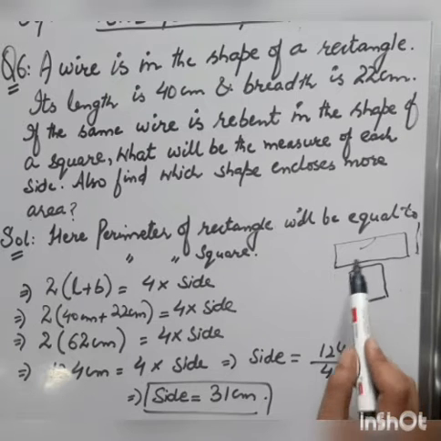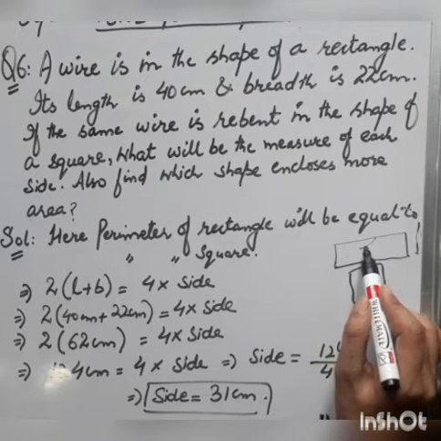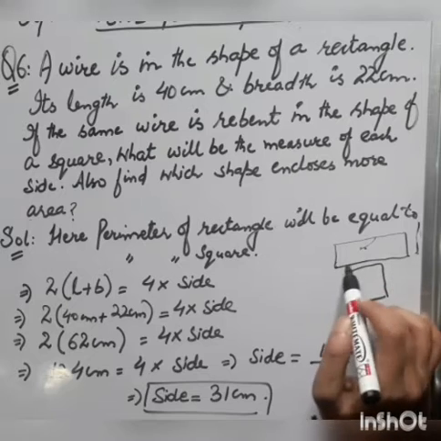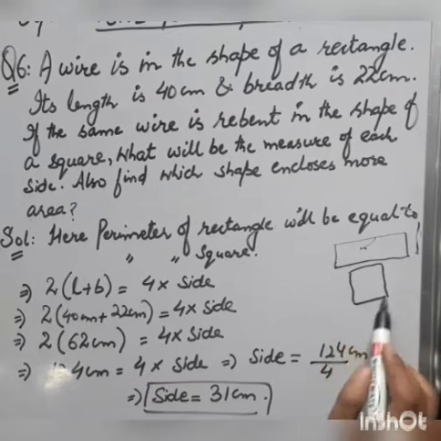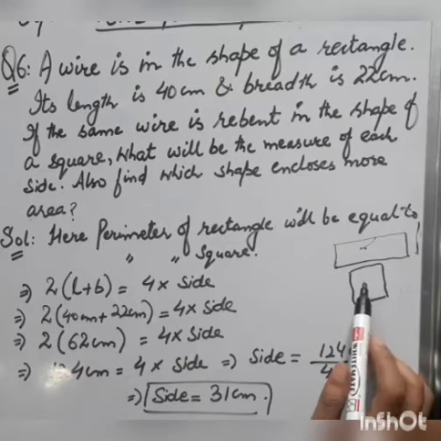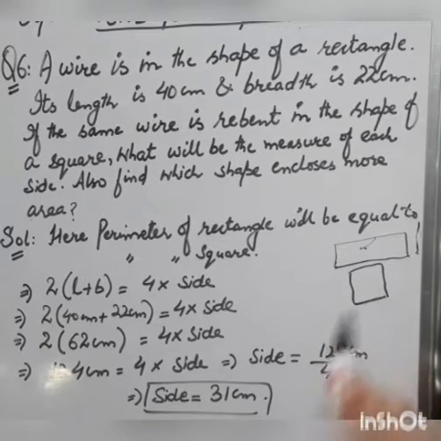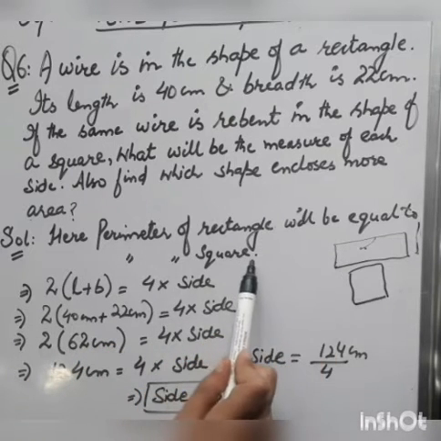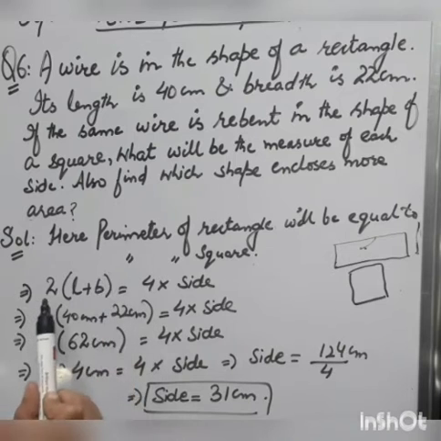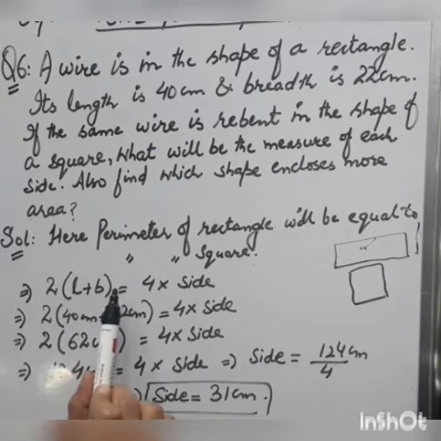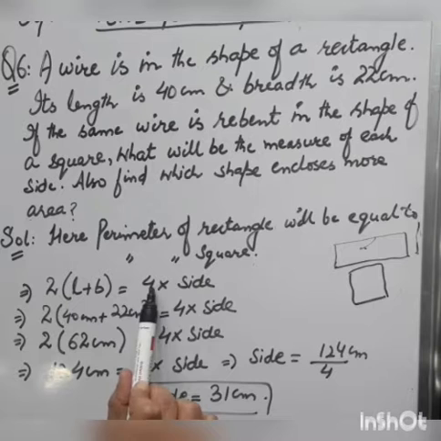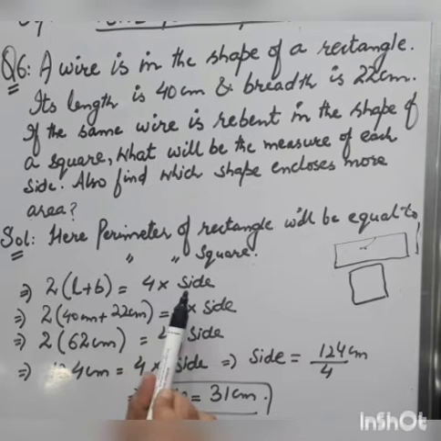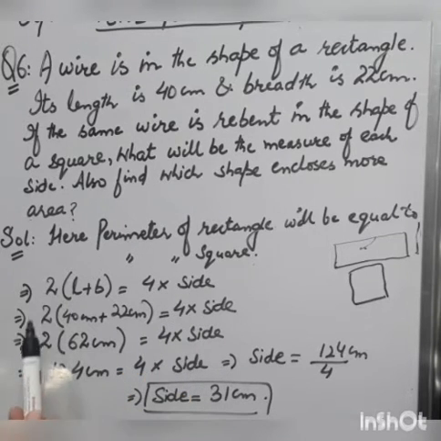Clear? See students, perimeter of this rectangular shape will be equal to perimeter of this square shape because it is the same wire which is reshaped from a rectangular shape to square shape. So दोनों का perimeter same होगा. So perimeter of rectangle will be equal to perimeter of square. Now we know that perimeter of rectangle is twice length plus breadth. Perimeter of square is 4 times side. 4 multiply by side.